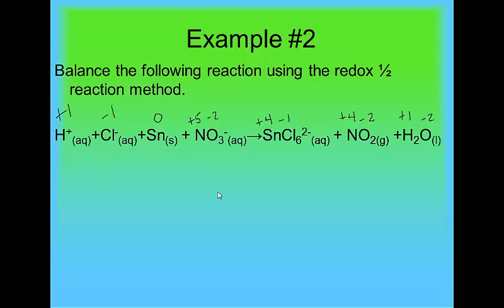I see that my tin went from 0 to +4, and my nitrate went from +5 to +4. I always go to the reduced one first because it just makes more sense. Reduced means a gain of electrons. You're becoming more negative. You're reducing down in oxidation state. I went from a +5 to a +4, so it's being reduced. That means it's the oxidizing agent.